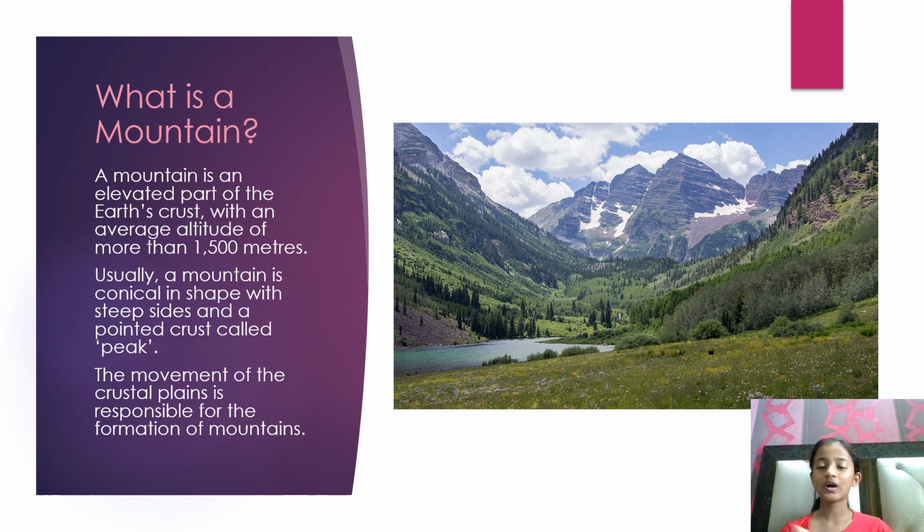Steep slopes or sides. Slopes means the side of a mountain. So here in this picture you can see that the slopes are very steep. They are very high. And the pointed crest, that means the top of the mountain, is called the peak. You say the peak of the mountain. That's what peak means.